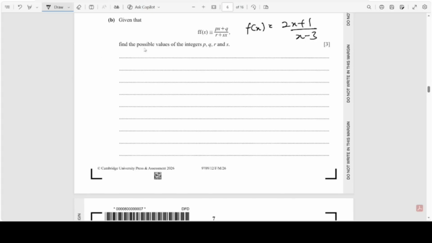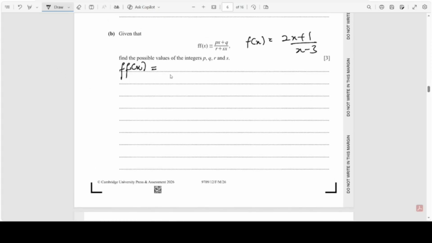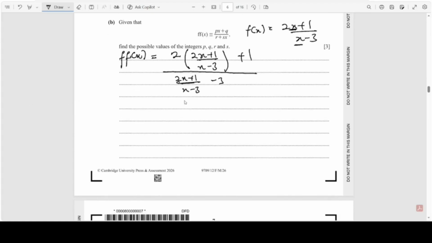You're going to find f of f of x. So you're just rewriting f of x, but wherever we see x, we repeat the entire f of x in place of x. So we have 2 here, and because it is 2x, we replace x by (2x plus 1) over (x minus 3). Then we have plus 1, all divided by x minus 3. Here again we have an x, so it is replaced by (2x plus 1) over (x minus 3), and then minus 3. Then we try to simplify the numerator and then the denominator. So let's simplify each one of them.